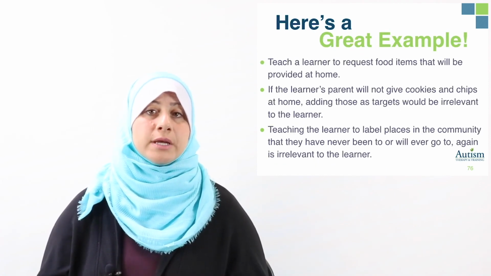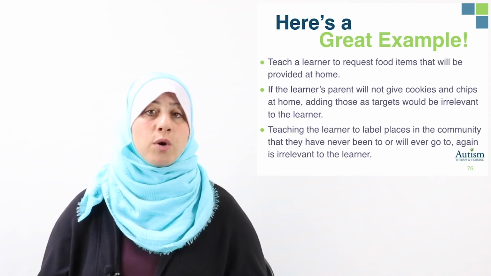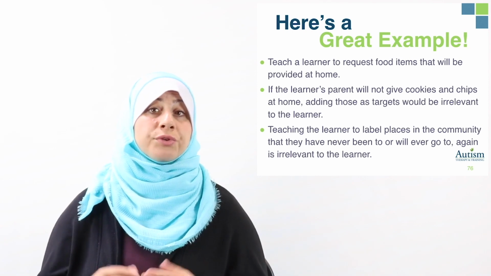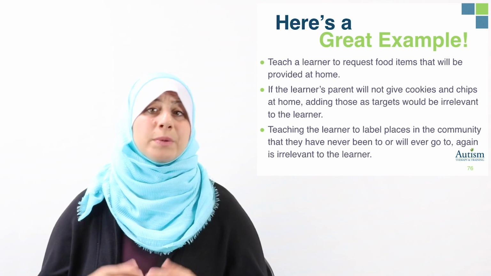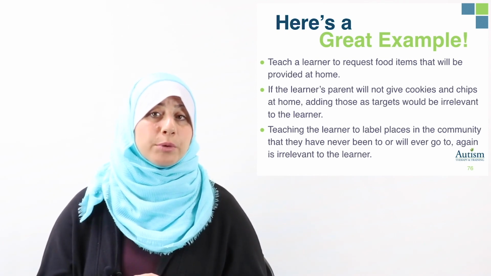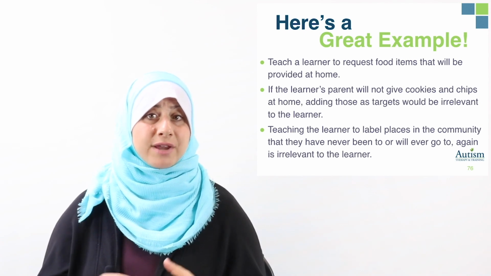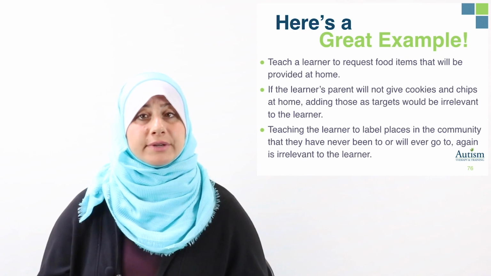For example, you teach a learner to request food items that will not be provided at home. If the learner's parents will not give cookies and chips at home, adding those as targets would be irrelevant to the learner. Teaching the learner to label places in the community that they have never been to or will never go to, again, is irrelevant to the learner.